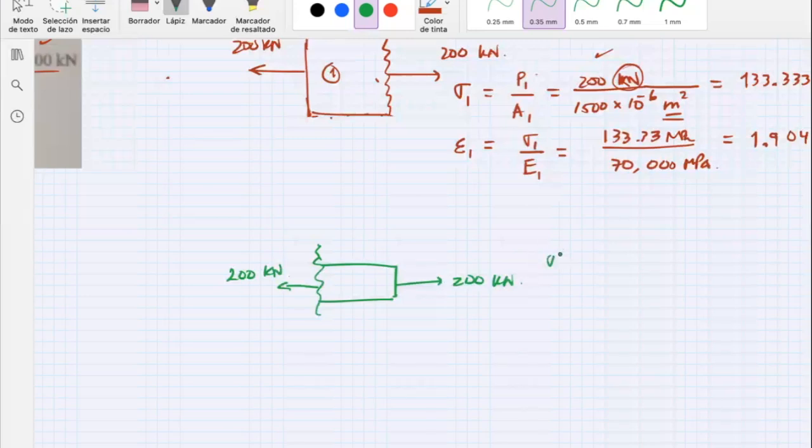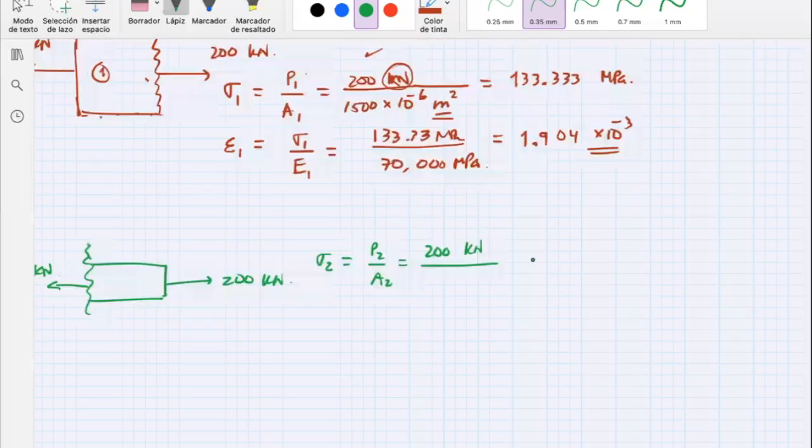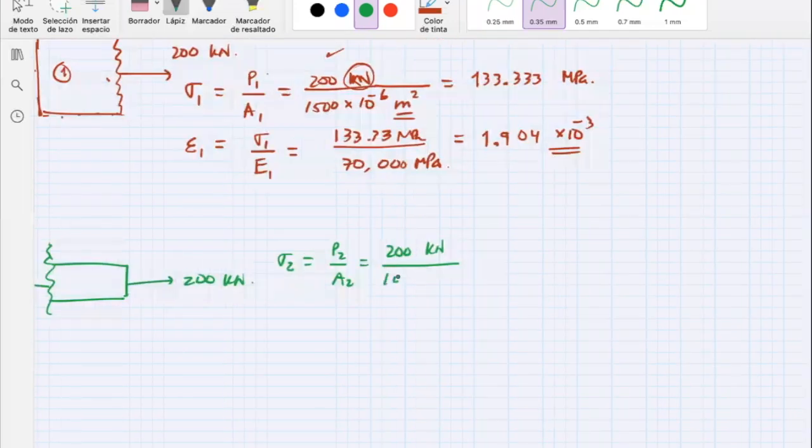So for here, sigma 2, which is the normal stress at 2, is going to be like this. You still have your 200 kilonewtons, divided by the area, which is 1,000 square millimeters, so 1,000 times 10 to the minus 6 square meters. With this, my number is 200 megapascals. I'm just saving you a little bit of unit conversion.